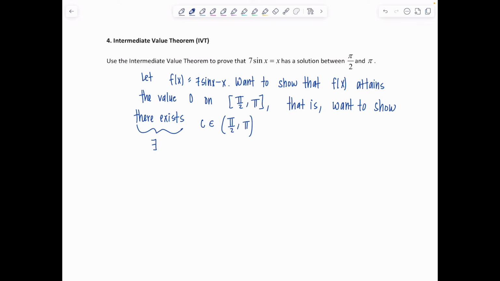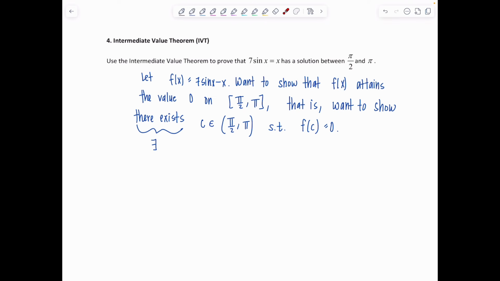It has to be the open interval, such that. ST, that's not a fake abbreviation. The first time my calc teacher wrote that on the board, I was like, why is this man so lazy abbreviating "such that"? But it's legit. Such that f of c equals 0. If I can show that there exists some value c on this interval where my function would be 0, then that's equivalent to showing that the equation has a solution between pi/2 and pi. I don't have to actually find it. I don't have to find c.